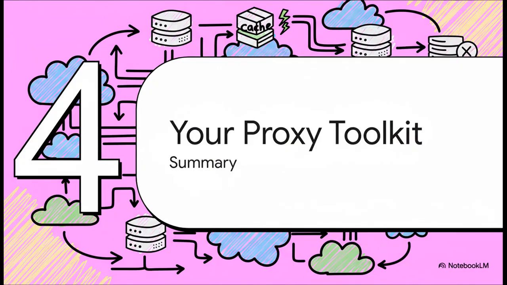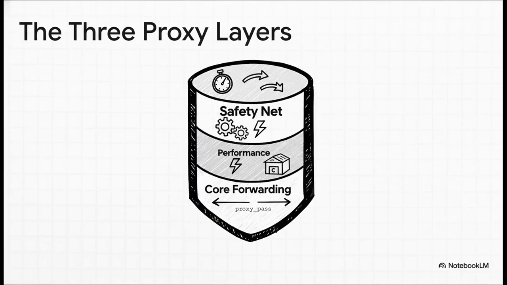Okay, let's wrap this up and look at the whole toolkit we've just put together. If you think about it, we've really built this in 3 layers. Layer 1 was just the core forwarding, getting the request from A to B with proxy_pass and proxy_set_header. Layer 2 was all about performance, supercharging it with buffering and caching. And finally, Layer 3 was the safety net, making it tough and resilient with timeouts and retries.